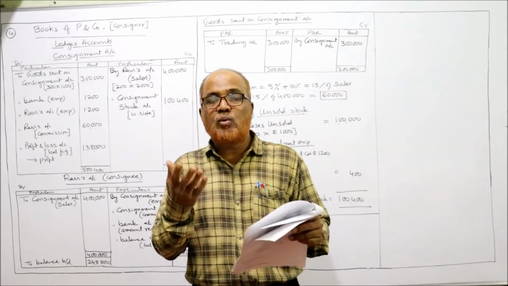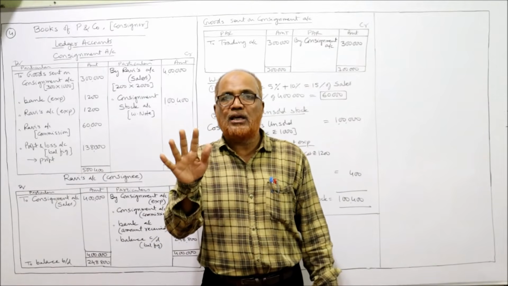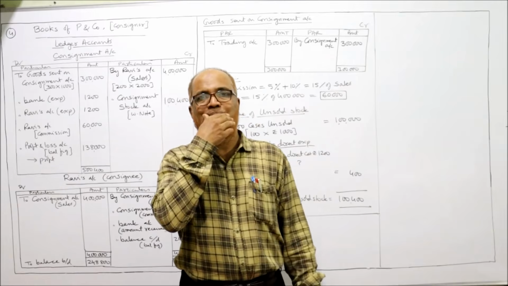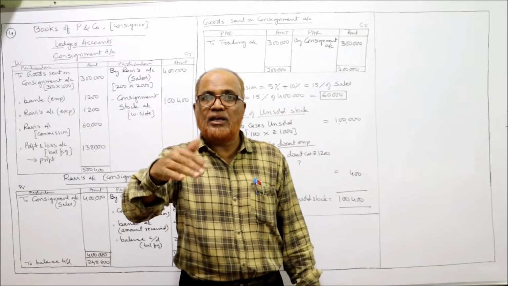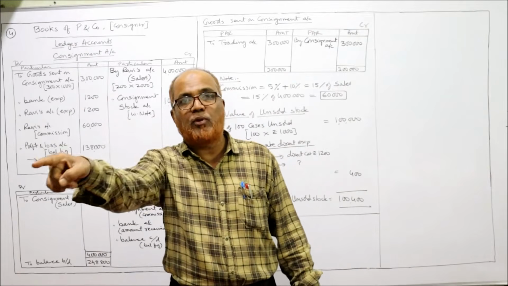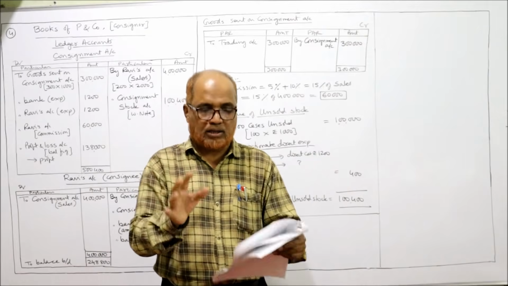Now the question arises, who has to bear the loss of bad debts? If no del credere commission is paid, then the bad debt loss should be borne by the consignor. If del credere commission is paid to the consignee, then this bad debt loss should be borne by the consignee. Now we have to see further whether del credere commission is paid or not.